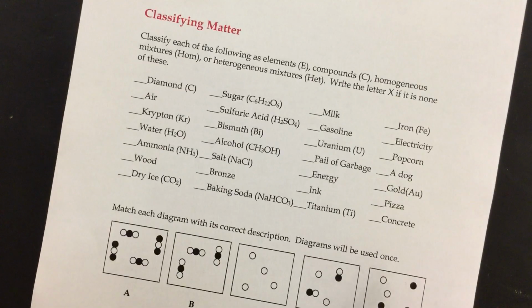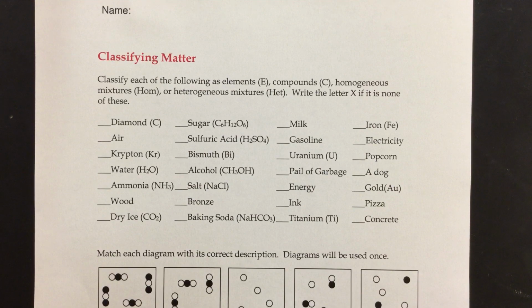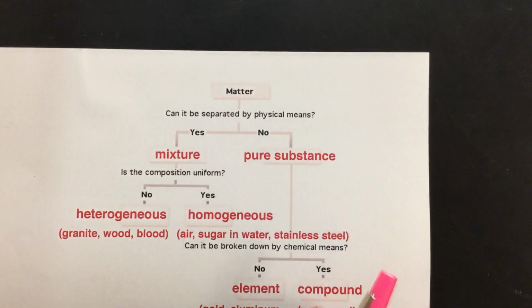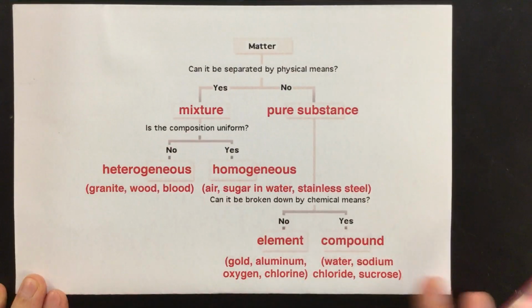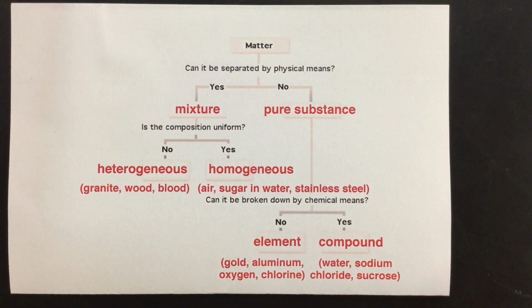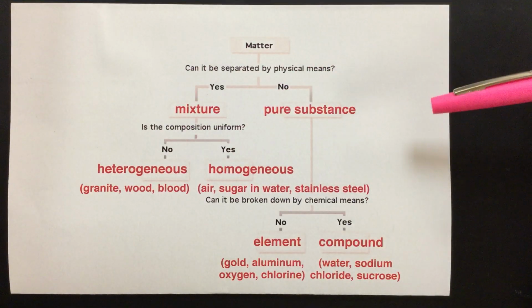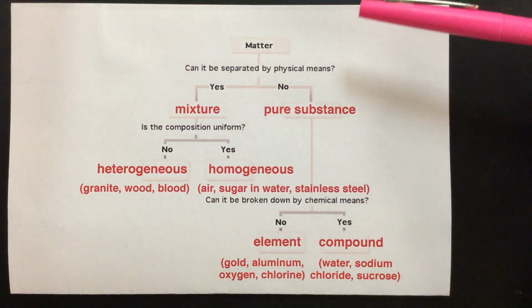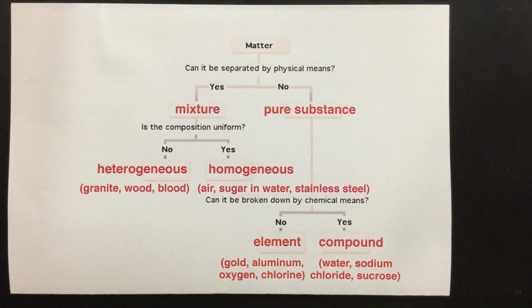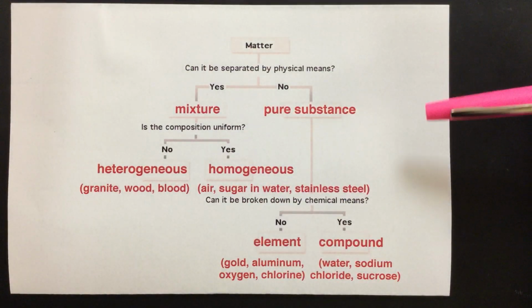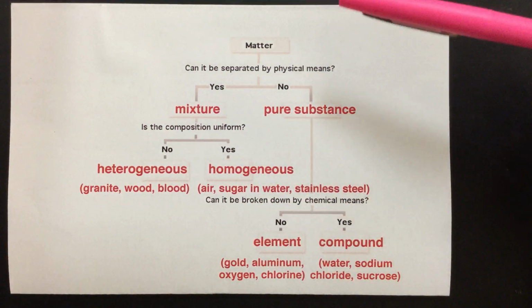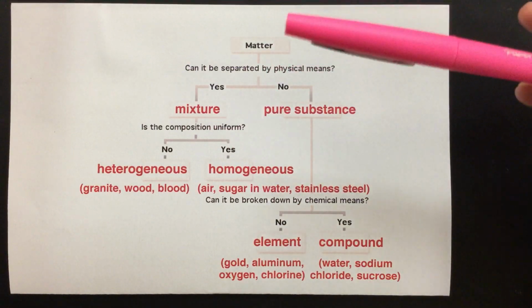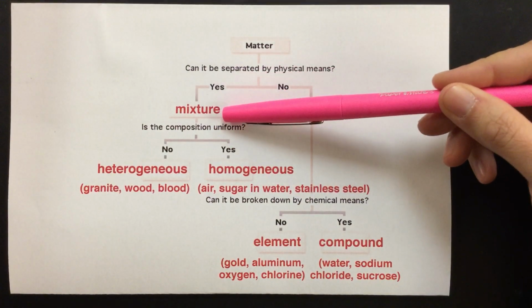So before we get into the top part where we're classifying, I just want to review the flowchart from your notes that will help us determine which of the four categories the matter will fit into. This flowchart is helpful because you can go through this for each of the items. First, ask yourself, can it be separated by physical means, meaning you could filter it through something or separate them out, like by picking out different parts of it? If you can easily separate it by physically separating it, it's just a mixture of things.